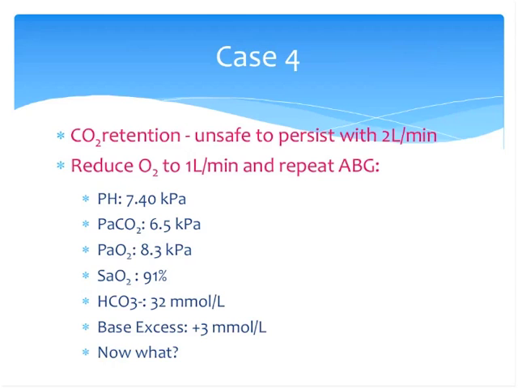So you reduce the oxygen to 1 litre and you repeat the arterial blood gases, and these are the results you get. pH 7.4, PaCO2 6.5, PaO2 8.3, saturation is 91, and HCO3 32 with a base excess of +3. So probably not the results most of us would have been hoping for, based on a reduction of her O2 to 1 litre. So what do we do at this stage? Any suggestions? Are people happy with those blood gases on 1 litre? Oh, we're getting lots of very detailed answers as to what to do, which is quite nice to see.